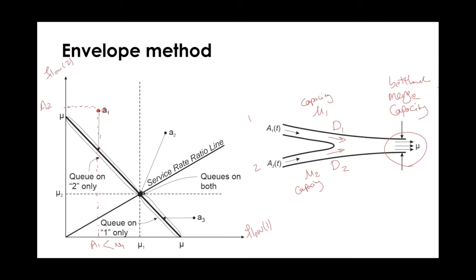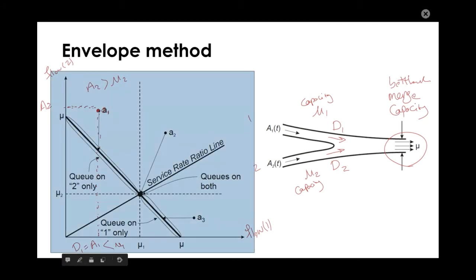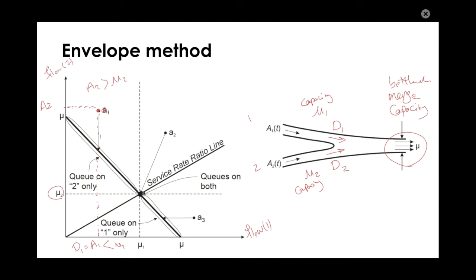What does that mean? That means the same number of vehicles who arrive can actually leave without any delay. So the departure would also be the same as the arrival in this case, because it's not congested. However, stream number two, we have A2 here, which is greater than mu2 in this case, right? This is mu2 here. A2 is much greater than mu2 here. That means in stream number two, we'll definitely have a lot of congestion.